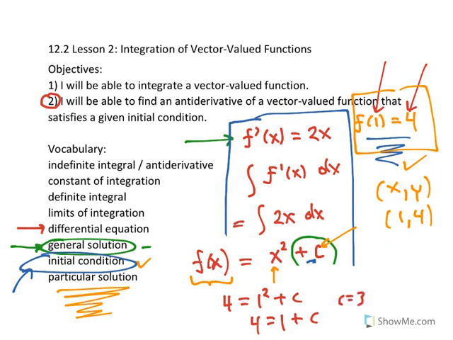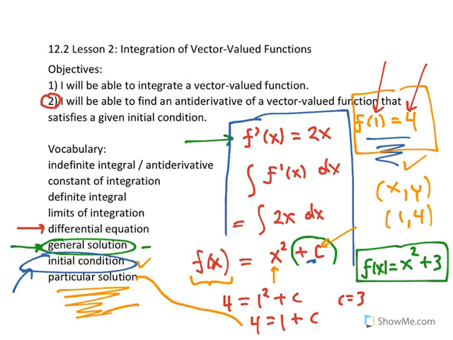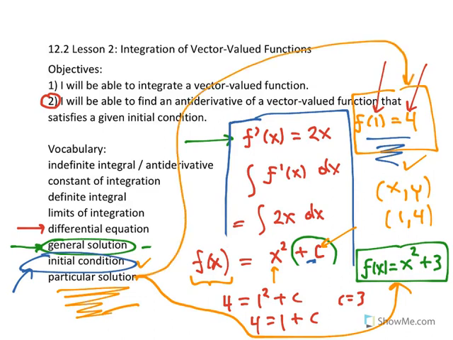And I'm able to find what we call the particular solution of the differential equation that satisfies the given initial condition. So I will have f of x is equal to x squared plus 3. This is the particular solution that satisfies the given initial condition. So let me go ahead and see if I can draw an arrow to that. This is the particular solution that satisfies the given initial condition for the differential equation f prime of x is equal to 2x.